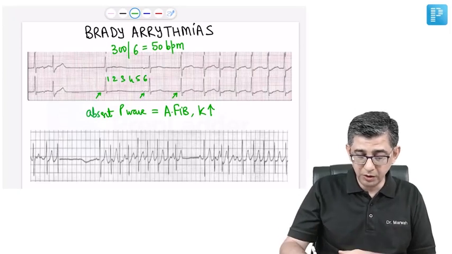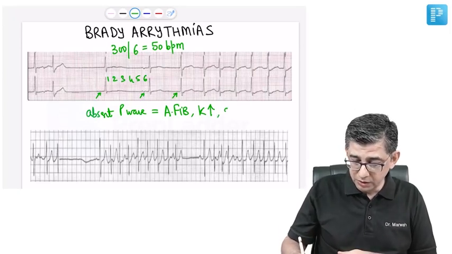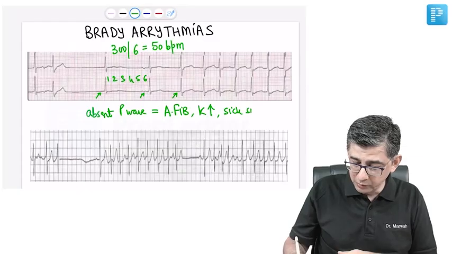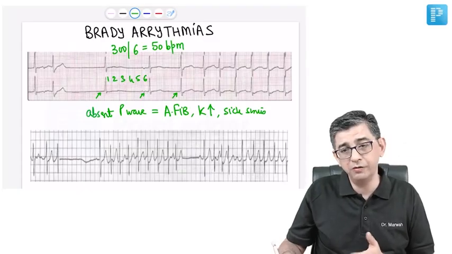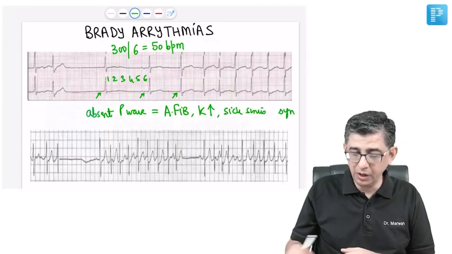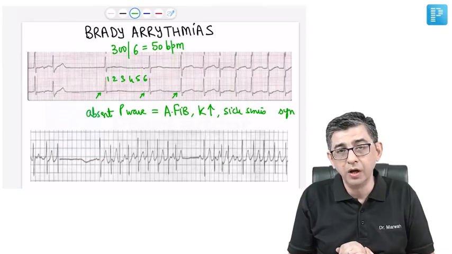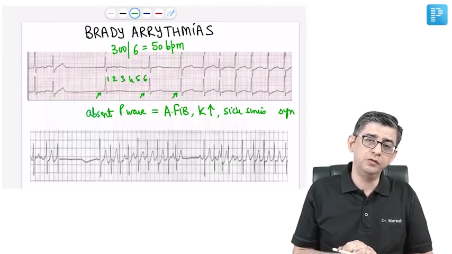So my interpretation in this case would be a sick sinus syndrome. The problem of this patient is that the SA node is malfunctioning, and as a result of it, the heart rate of this patient is only 50. Is this going to compromise the lifestyle of a patient?